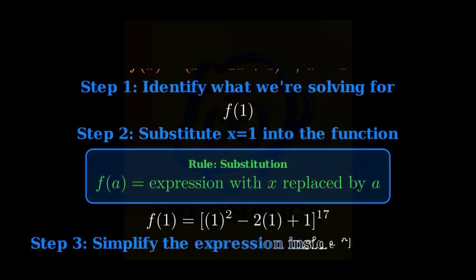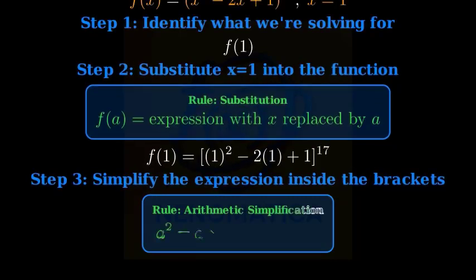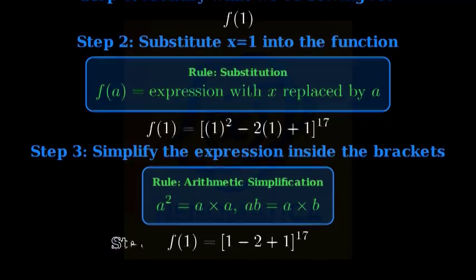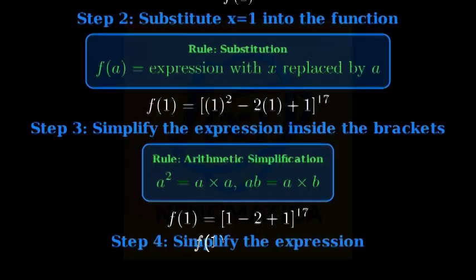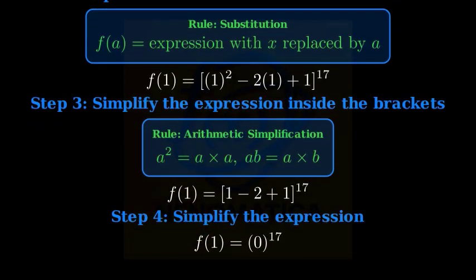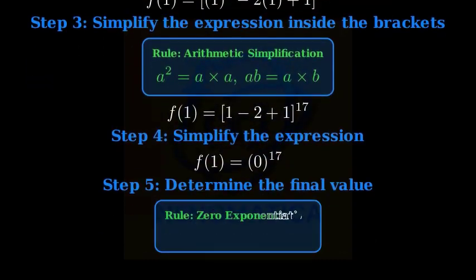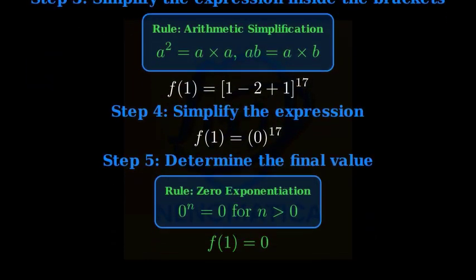1 squared is 1, minus 2 times 1 is minus 2, plus 1 gives us 0. So we have 1 minus 2 plus 1 equals 0. So our expression becomes 0 raised to the power of 17. Finally, 0 raised to any positive power is still 0. So f of 1 equals 0.